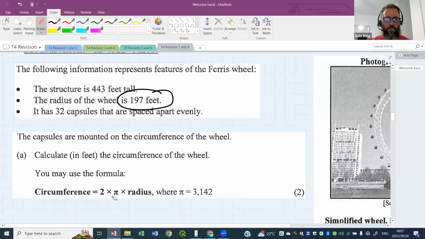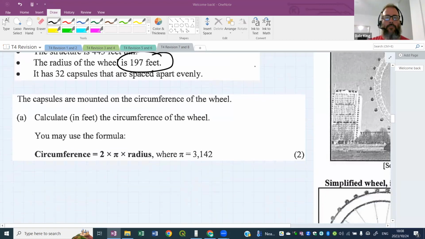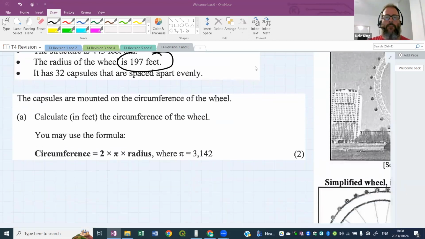Given this formula, 2 times pi times radius, and the pi value is 3.142. Off you go. A minute, a bit of a warm-up question, nice and easy. What is the circumference in feet of this wheel? All right, good. Answers are coming through. Excellent. Good. All right, you can put your answers there.